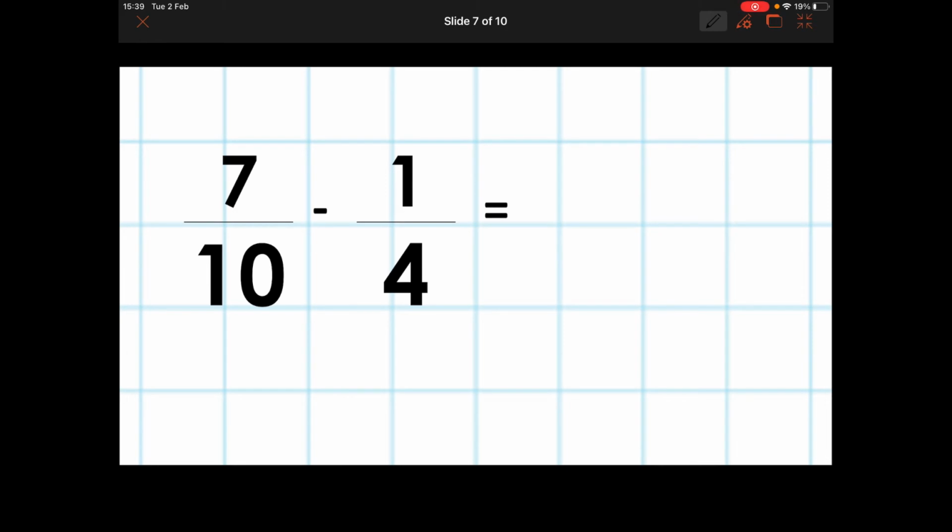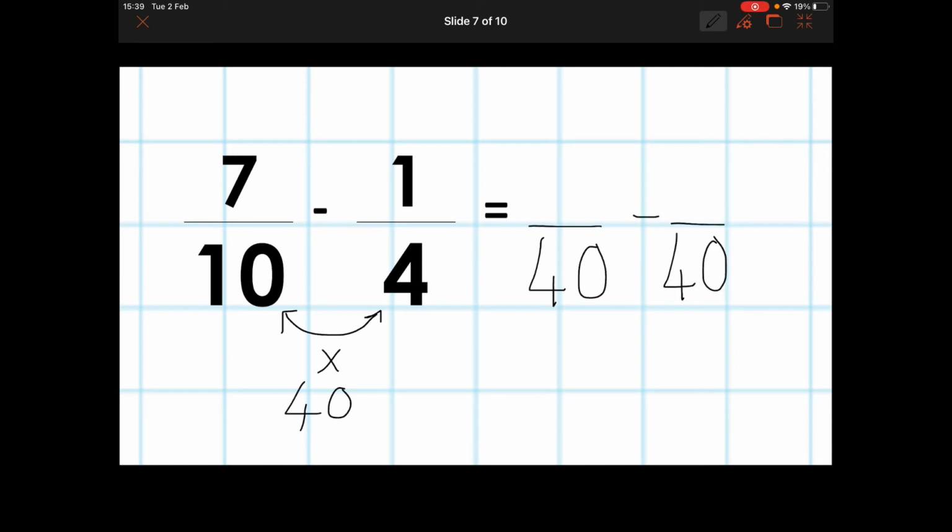Now, the method I'm going to use this time, because I know what the lowest common multiple is, I'm going to times these two together. And I know that 10 times 4 is 40. Now, if you were to go ahead and list the multiples of 10 and 4, you will see that the lowest number that both columns land on is 40. Okay, so 40, subtract, and then 40. So I've got my denominators ready.